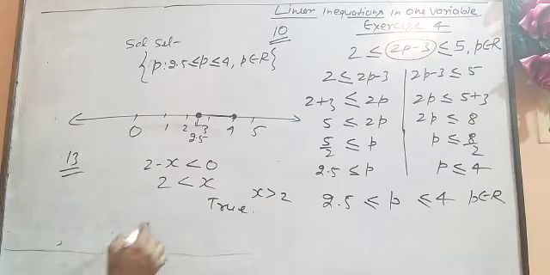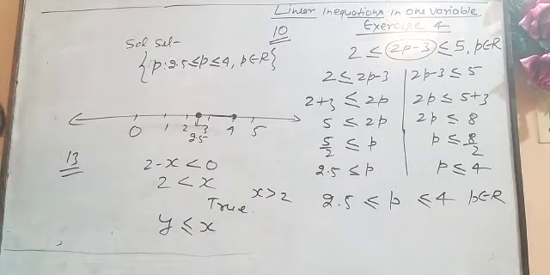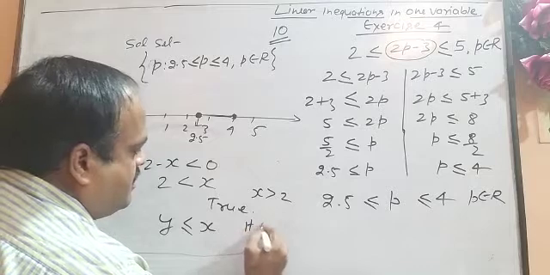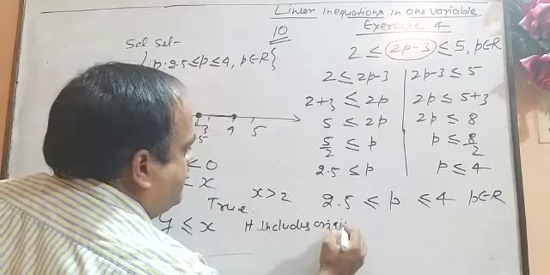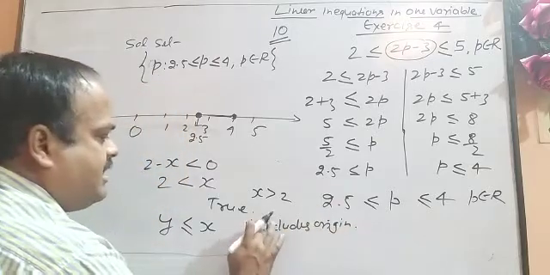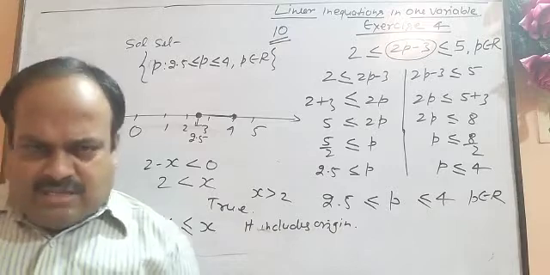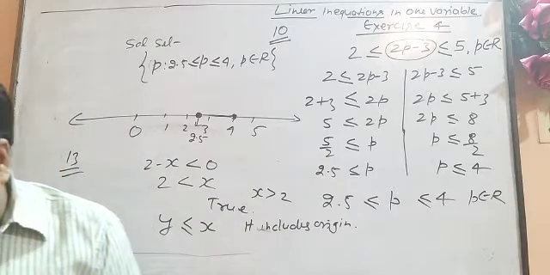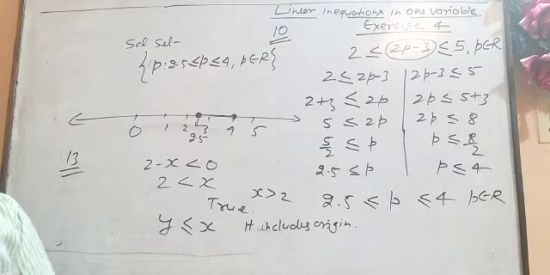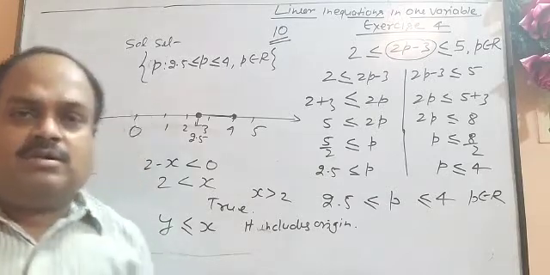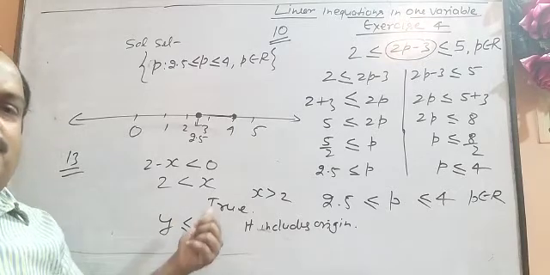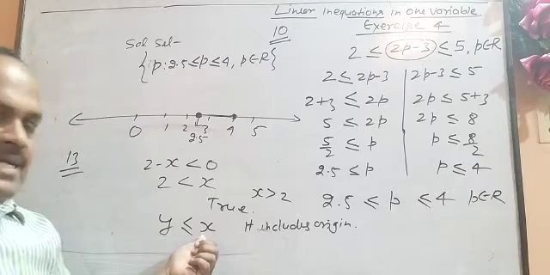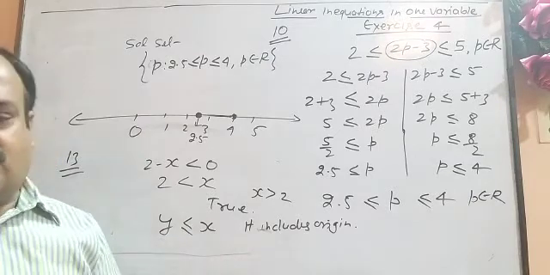The graph of equation y is less than or equal to 2x. Now, it includes origin. Actually, this question is not in your course, but since it is there, I tell you. The graph of inequation y is less than or equal to 2x includes the origin. Origin has its coordinates 0, 0. So when you put here the value of x as 0, you will get a statement y is less than or equal to 0.